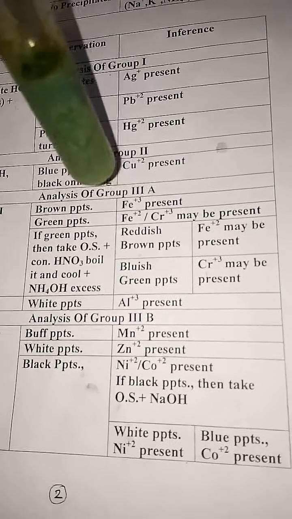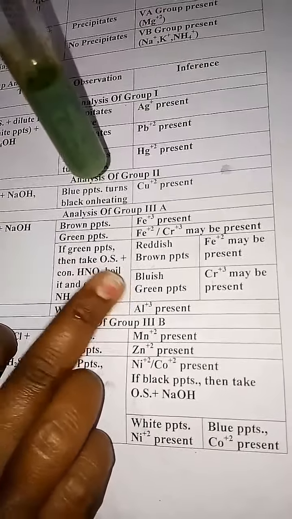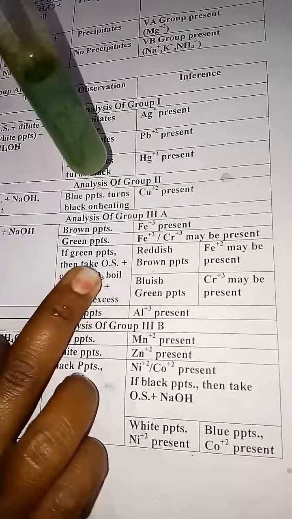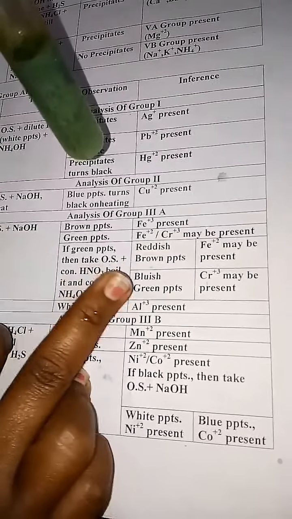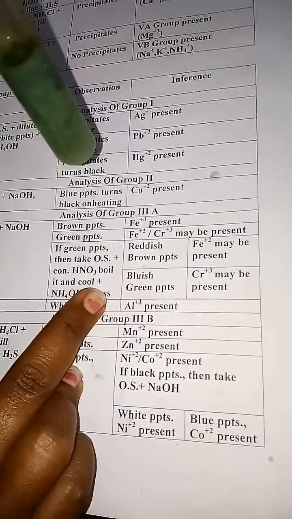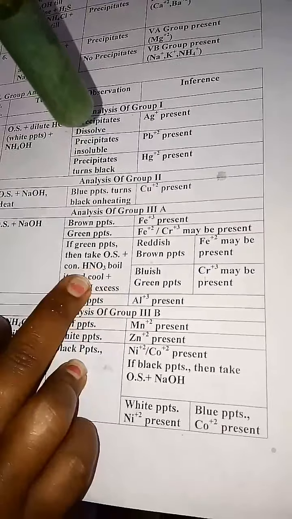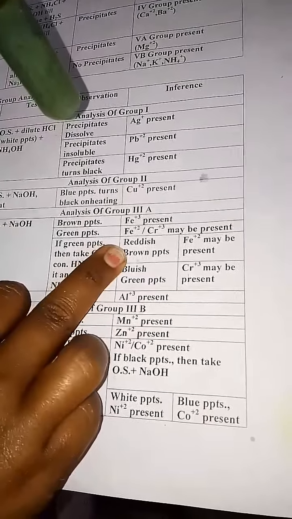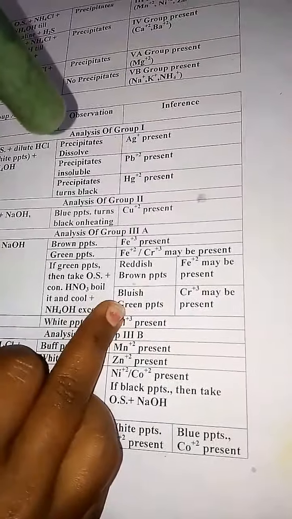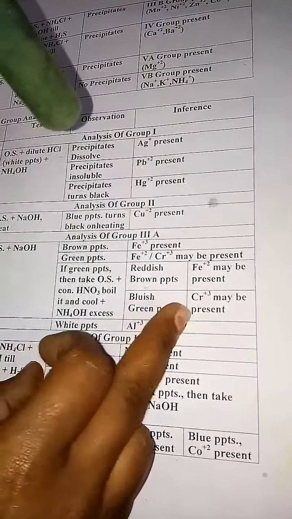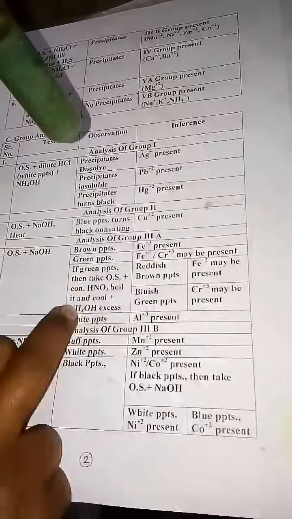So now here it is mentioned that if green precipitates, then you have to take OS again, add concentrated HNO3, boil it and cool, and then add NH4OH in excess. If you get reddish brown precipitates, then Fe+2 may be present, and if you get bluish green precipitates, then Cr+3 may be present. So now we will do this test.